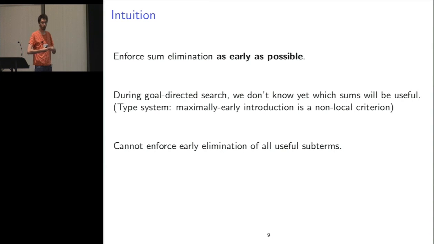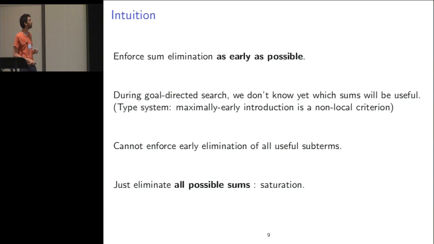When you are doing goal-directed proof search, the sub-goals you have are holes that are not yet filled. So you don't know which terms of sum type will appear in them, and you cannot lift them now for the one that should be introduced now. In terms of type system, it means that it's not a local criterion. So you cannot enforce this maximally early elimination of all useful subterms of sum types.